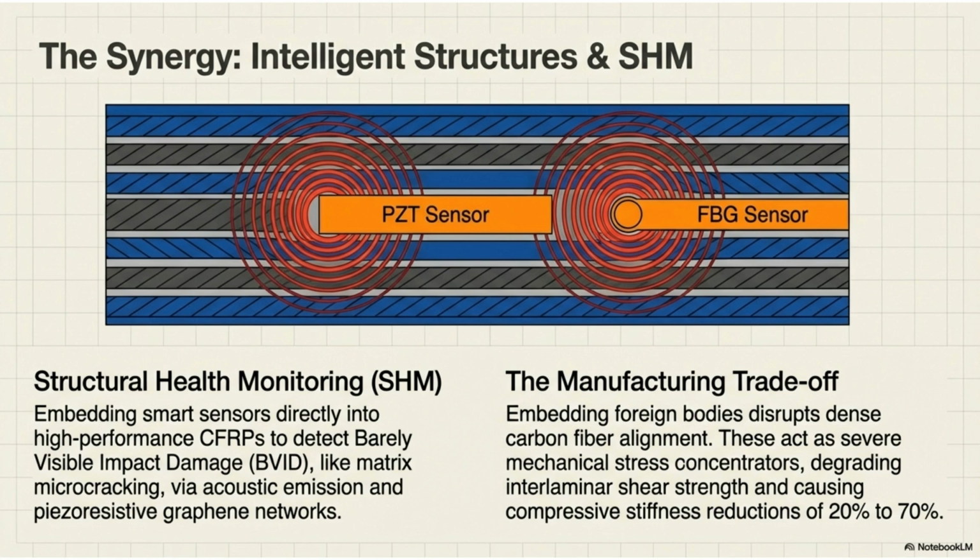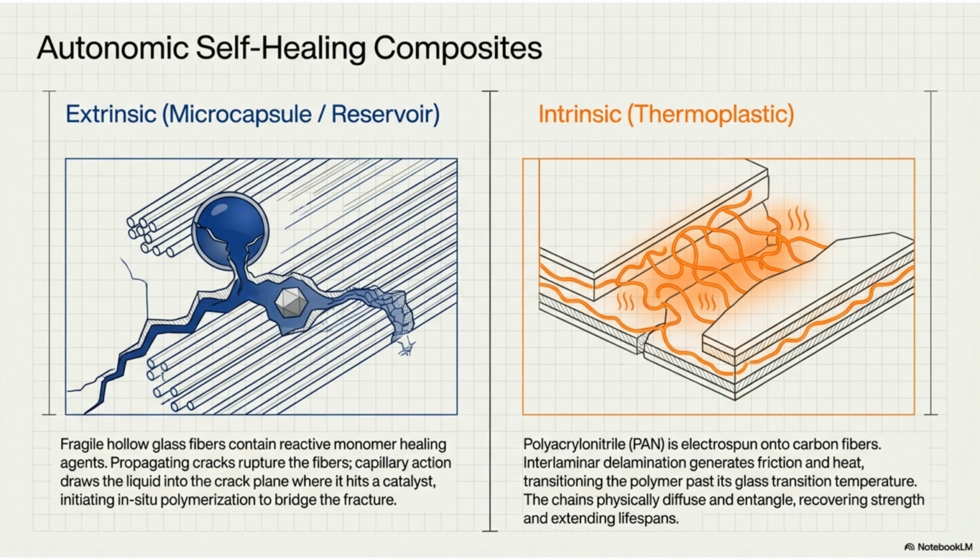The synergy between these material types can be seen in intelligent structures and structural health monitoring. Embedding smart sensors like PZT or FBG into composites detects damage. However, this embedding can disrupt fiber alignment, causing significant reductions in shear strength and stiffness. Autonomic self-healing composites overcome damage autonomously. Extrinsic systems use microcapsules with reactive healing agents that rupture upon cracking. Intrinsic systems utilize thermoplastic chains that diffuse and entangle when friction-induced heat transitions the polymer.